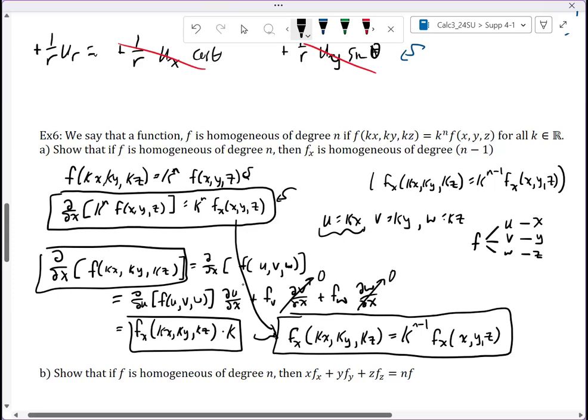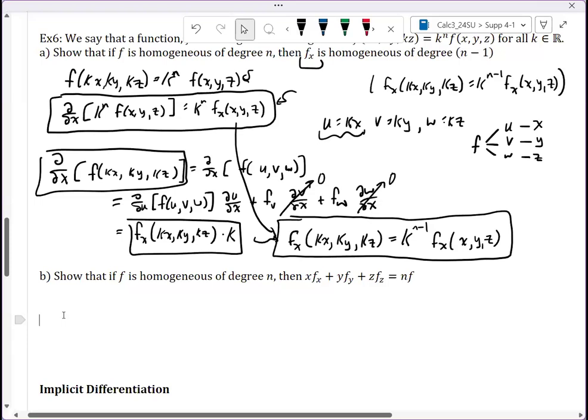So indeed, the x partial is homogeneous of degree n minus 1, and a very similar argument would show that so is the y and the z partial. They're also homogeneous of degree n minus 1 by essentially the same calculation.